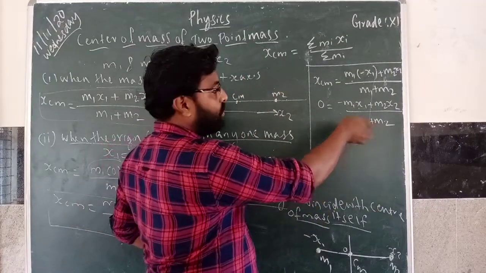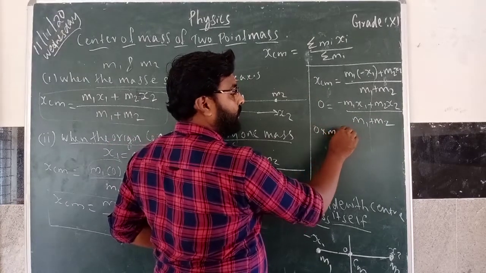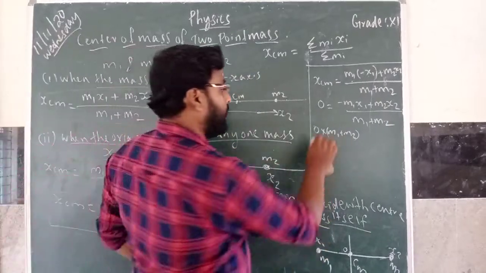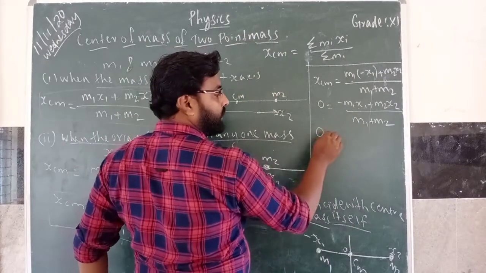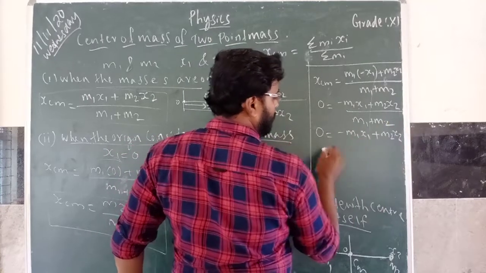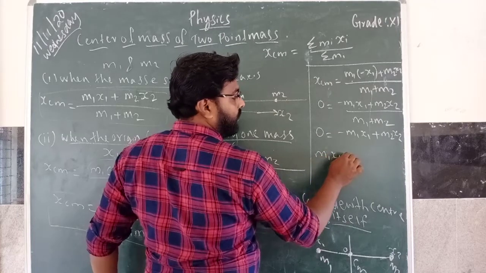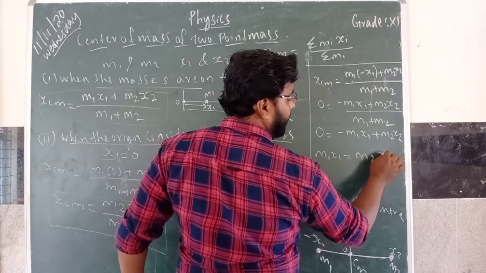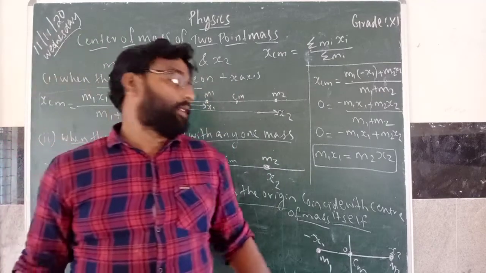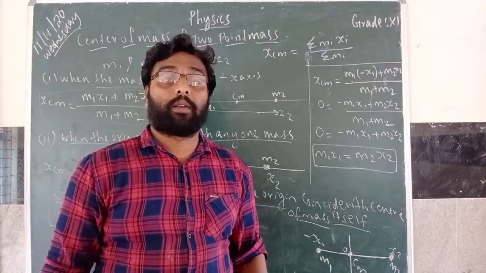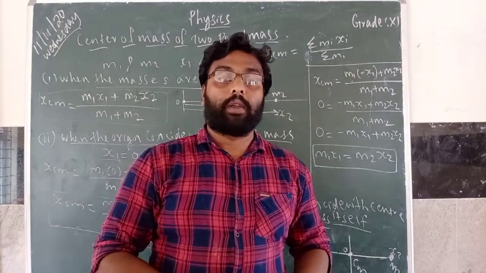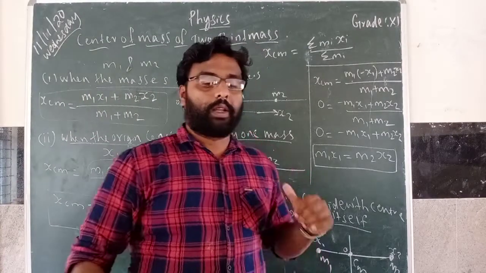Now take this m1 plus m2 to this side. So 0 into m1 plus m2 becomes 0. So 0 equal to minus m1 x1 plus m2 x2. That gives m1 x1 equal to m2 x2. This is another formula. We can call this the principle of moment. We will learn about this formula in coming units. It is the principle of moment formula.